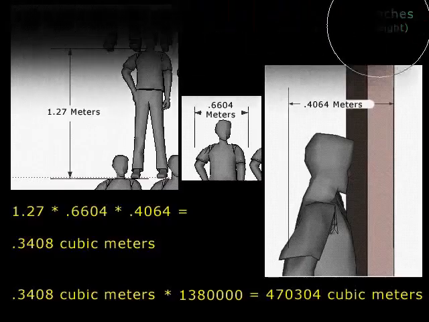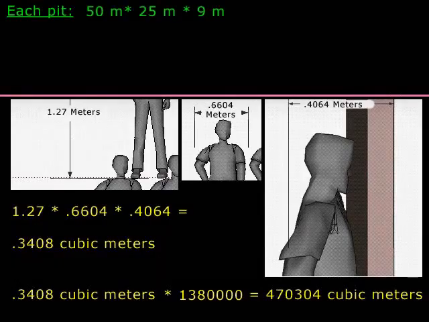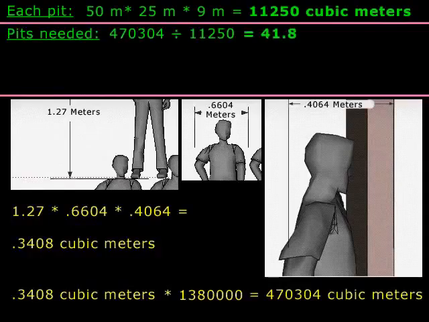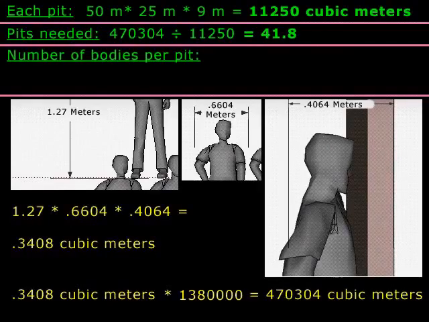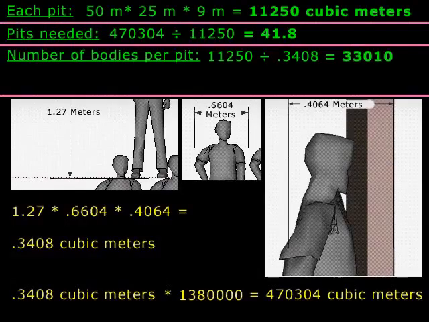Let's create some space on this screen. We just figured out the cubic meters per pit. So how many pits would it take to hold all the bodies? 41.8. How many bodies could each pit hold? Each pit could hold around 33,000 bodies.